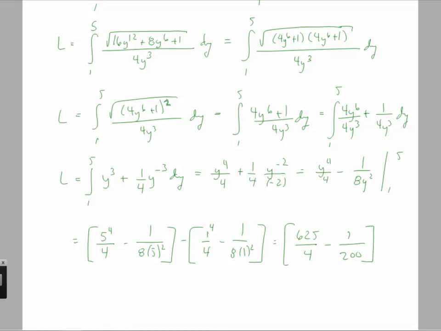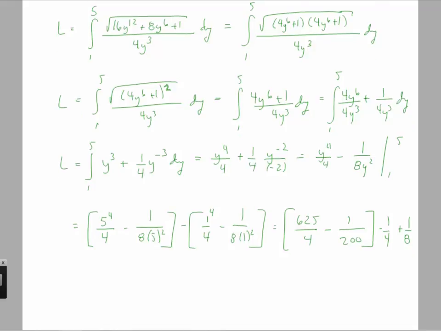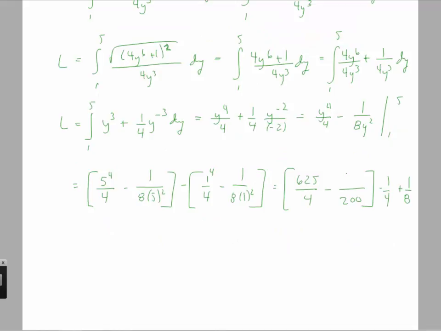And I'll go ahead and distribute this negative right now. So that'd be a negative 1/4 plus 1/8. So we need to simplify this to get to our solution. As we're working through this, I can drop my brackets, and I'm going to group my common denominators together. So I have 625 over 4 minus 1/4, which is going to give me 624 over 4, plus 1/8 minus 1 over 200.